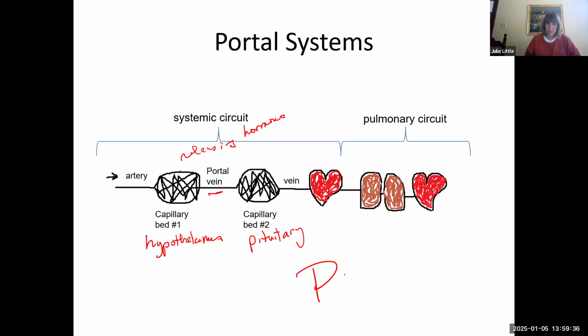So this term portal system: in a portal system, we have two capillary beds. That's unusual, and they're connected by what's called a portal vein. This is going to come up in the digestive system, so it's good to start understanding why we have systems like this in the first place.